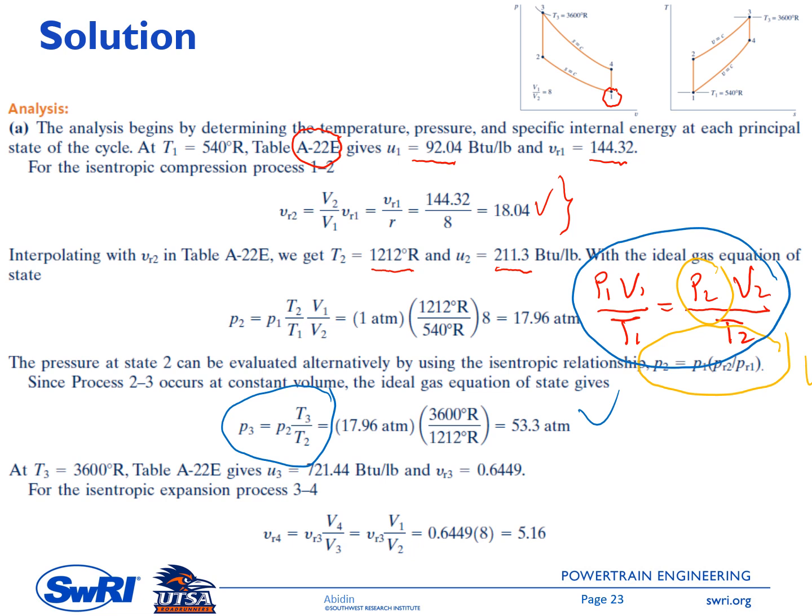And then at T3, which is 3600 degree Rankine, you can get U3 and VR3 from the same table. The process connecting point 3 to point 4 is an isentropic process. You can use this correlation to get VR4, which here is 5.16. Going back again to the table with this VR4 data, you should be able to get H4 and other parameters.